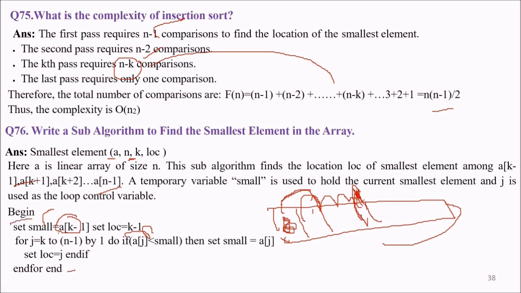We begin like this. We take the small element at location k minus 1 for the loop. We loop from k to n minus 1, and we compare. If we get an element which is less than smallest, we assign smallest to that element and the location as j.